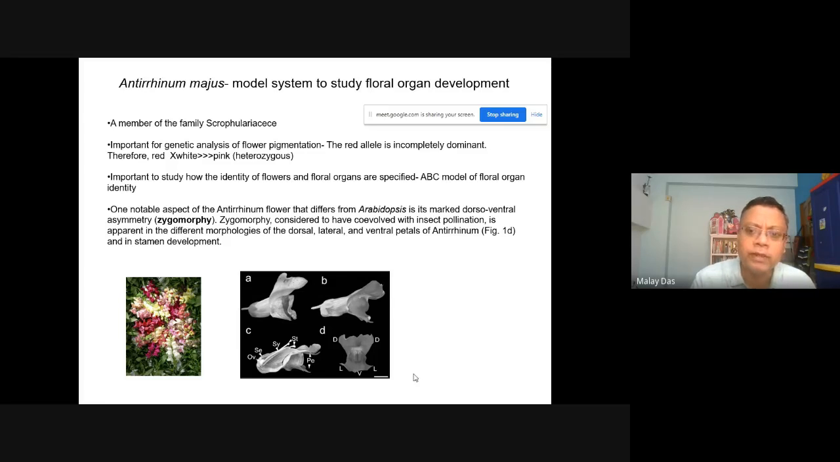So I hope that through this micro teaching, I could convince you that model plant species are very important to understand an important biological branch like developmental biology for plants.